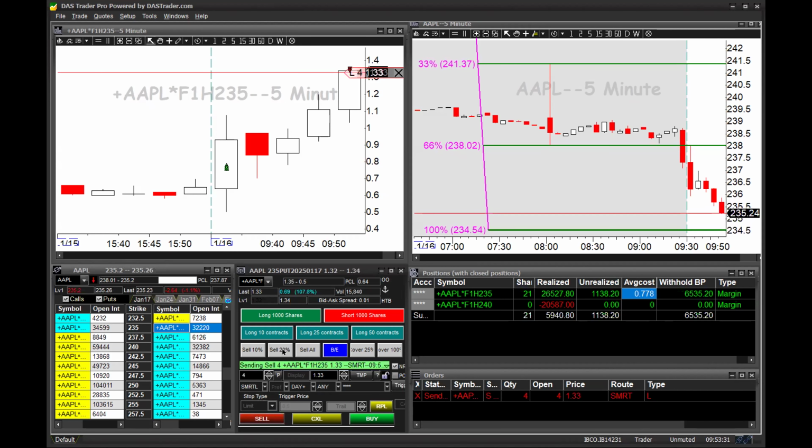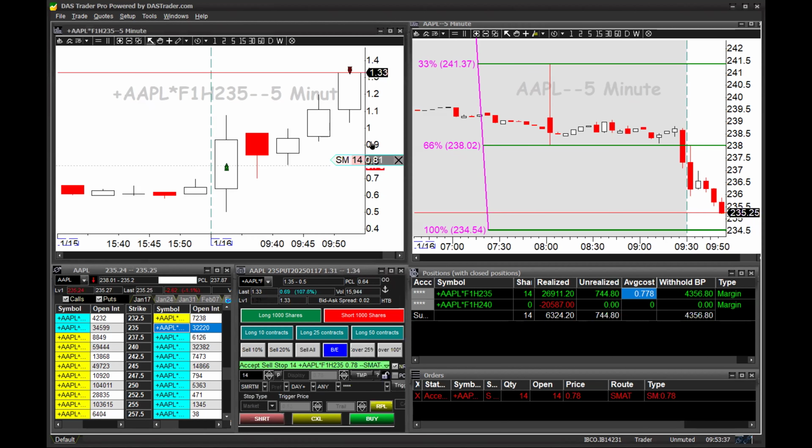I'll leave a little bit to run, another 15, 20 contracts. Stop is at break even, or actually a lot better. I'll just tighten it up. So I've got a bit of a run around the table. Had a decent trade out of it.